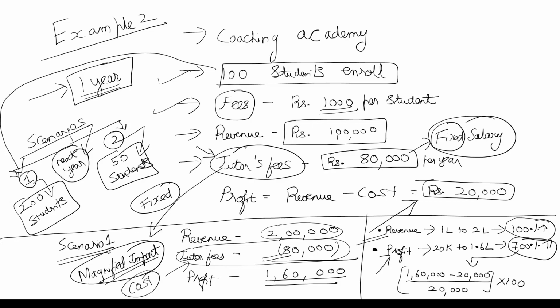Because there was this fixed element here, you can see the magnified impact on profit. So here also in our discussion, there was this fixed element, which is the fixed cost in this example, which contributed to the magnified impact. Okay? This was scenario 1. I'm going to go to scenario 2.